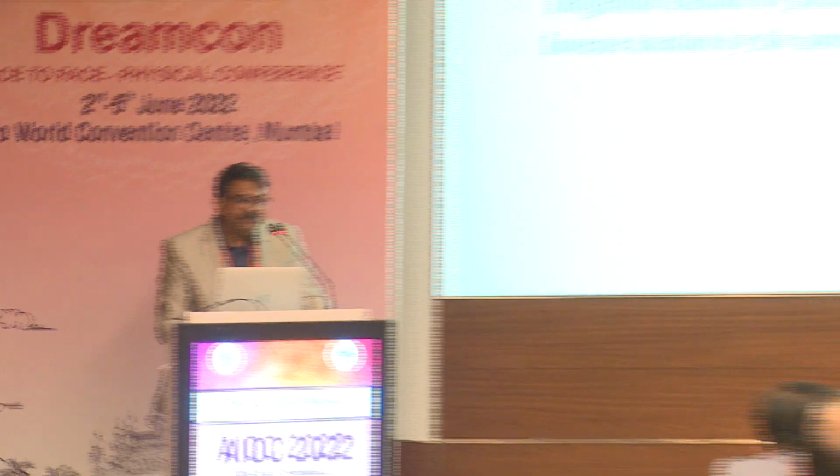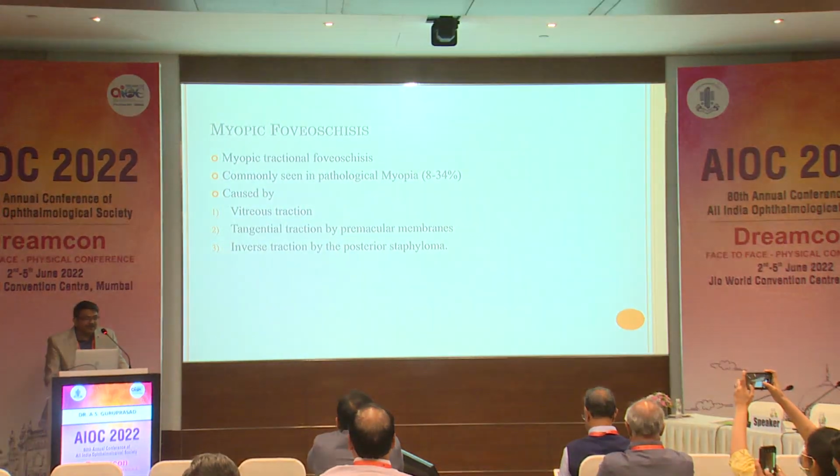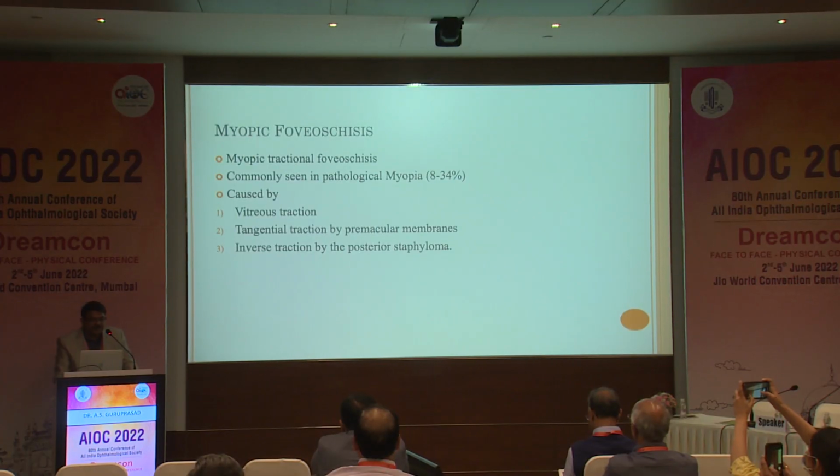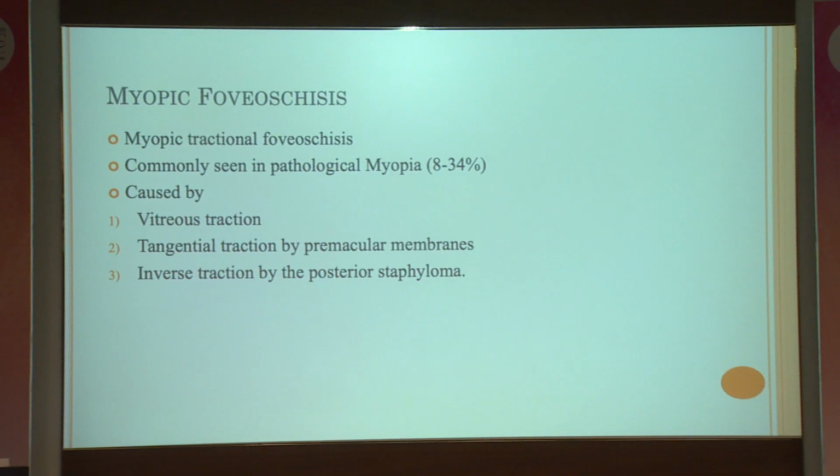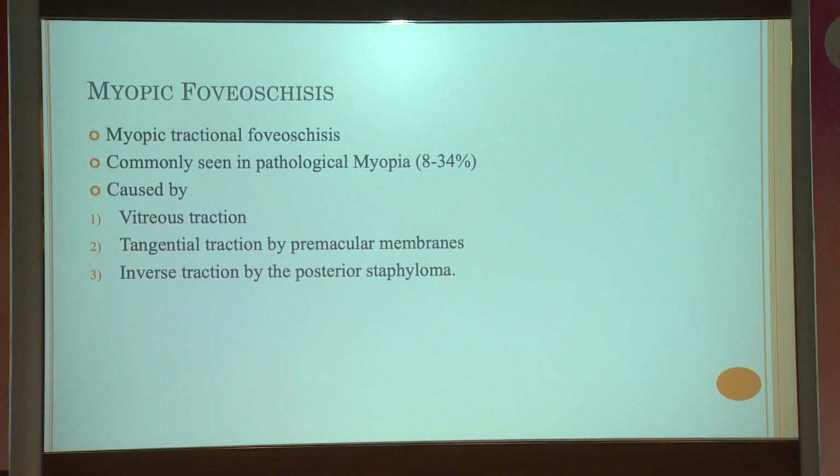I would be speaking to you on vitrectomy for myopic tractional maculopathy. We used to call it commonly myopic foveoschisis, or now we know that as myopic tractional foveoschisis, commonly seen in pathological myopia in about 8 to 34% of patients.